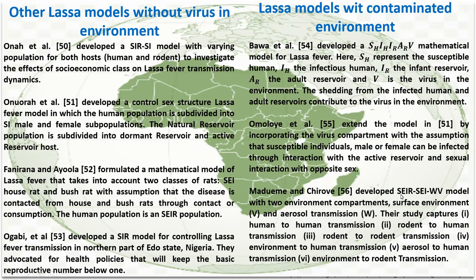Madume and Chirevo consider SEIR, SEI and W-V models. In this case, they consider two contaminating environments. One of these is the surface environment, and the other is aerosol transmission, because someone can also be infected by aerosol transmission, maybe in the process of cleaning or sweeping. So they capture woman-to-woman transmission, rodent-to-woman transmission, rodent-to-rodent transmission, environment-to-woman transmission, aerosol-to-woman transmission, and environment-to-rodent transmission. So these are a few of the works considered in contaminating environments.